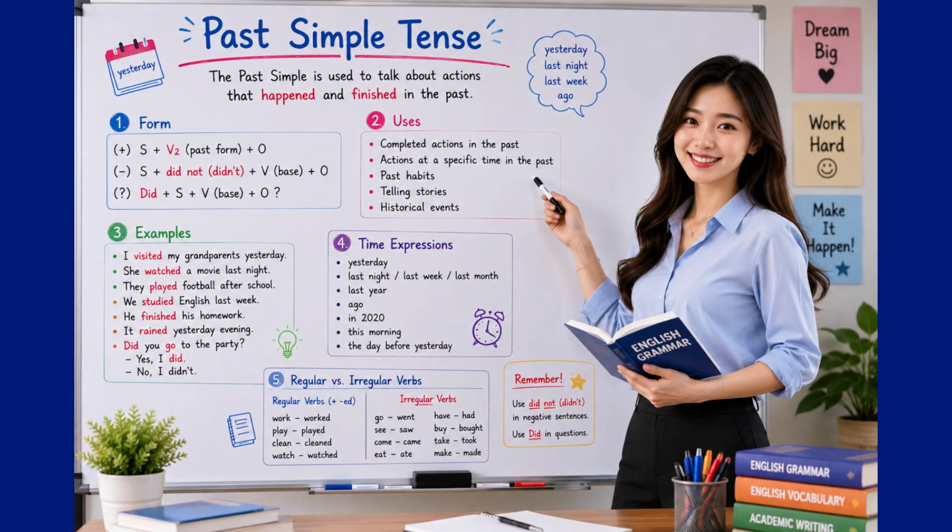Examples: I went to the market yesterday. She ate lunch at noon. They bought a new computer. We saw a beautiful sunset. He wrote an email.